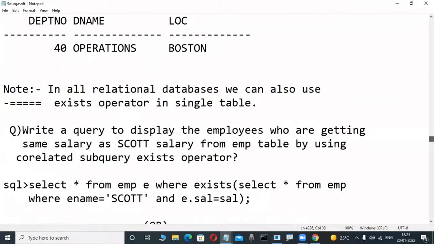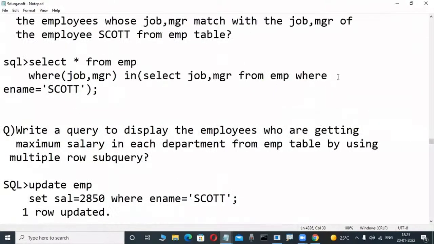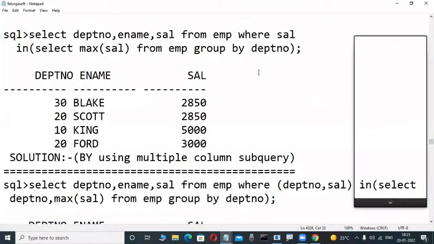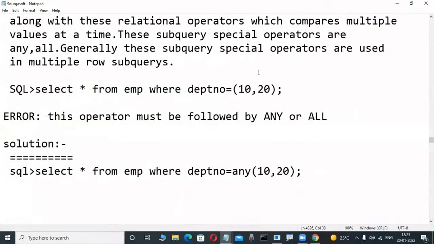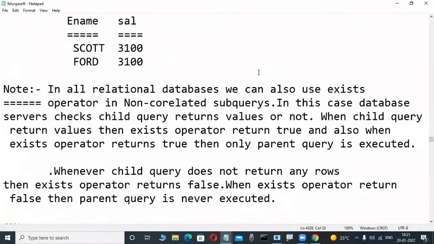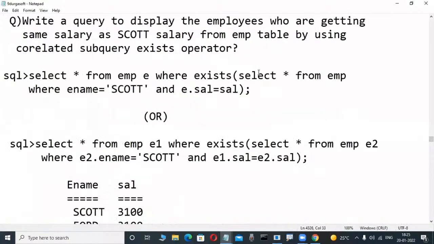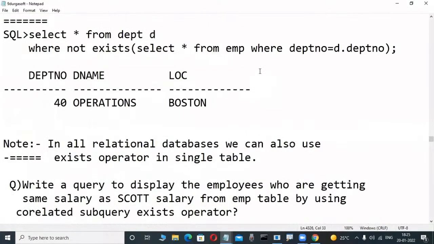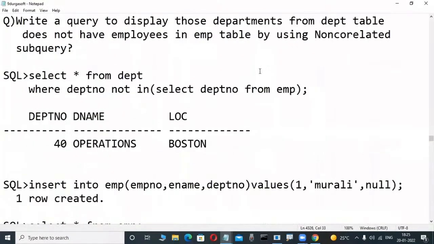Suppose you are attending an interview: display the nth highest salary employee, second highest salary employee, delete duplicate rows. These types of things are there. All those things we are learning about in our course only.